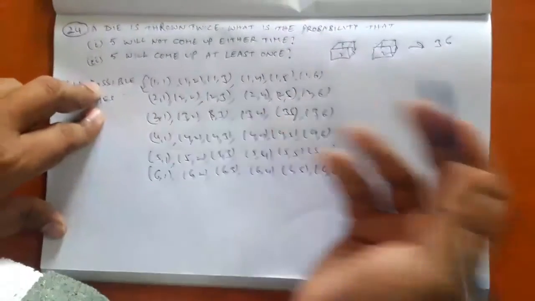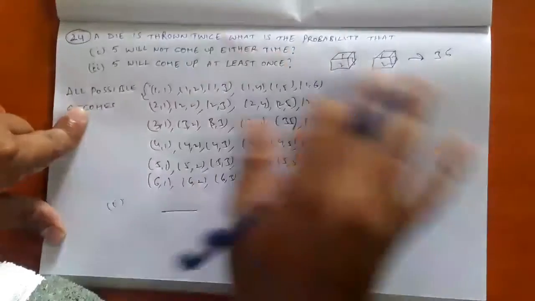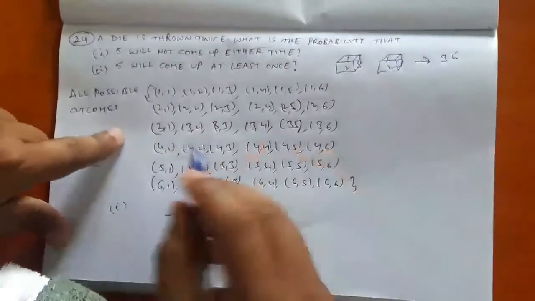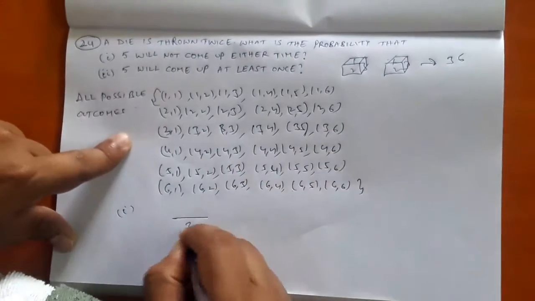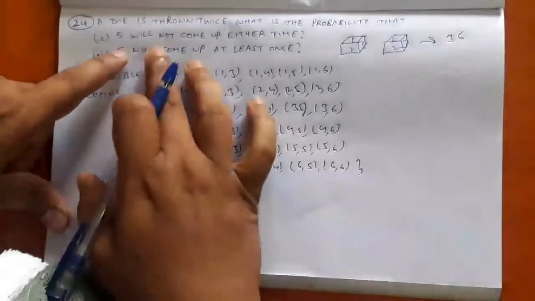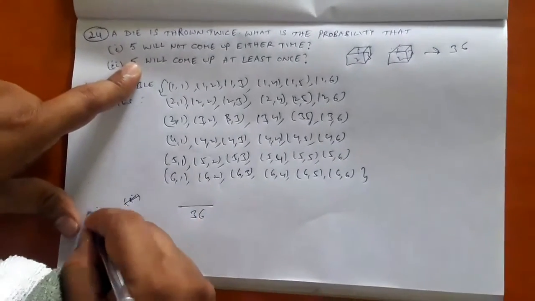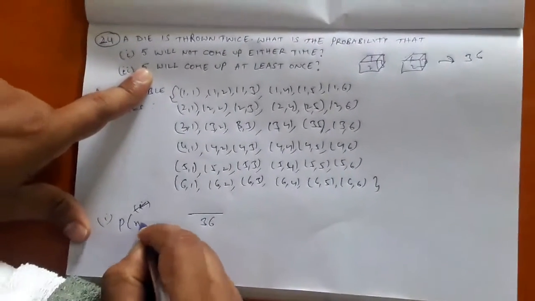Of course, we know what the denominator is. Out of this 36, anything may come. So total outcomes is 36, so the denominator is 36. Coming to the numerator, now 5 will not come up either time. That is the event.